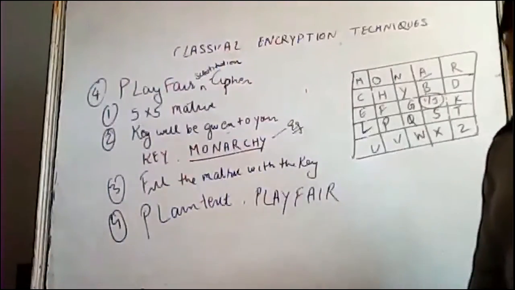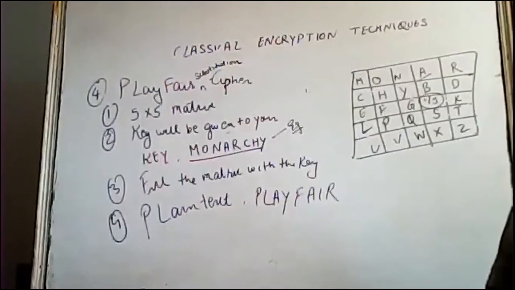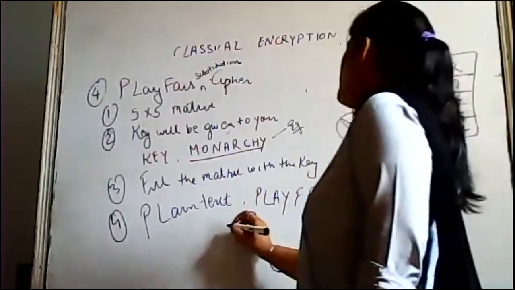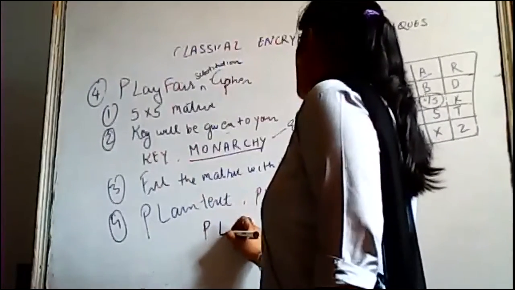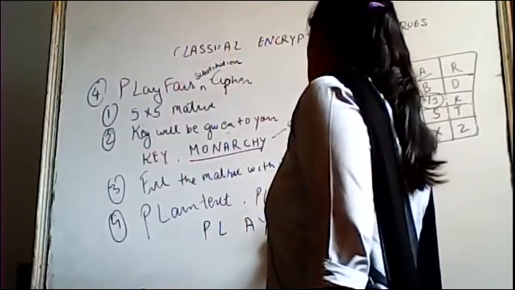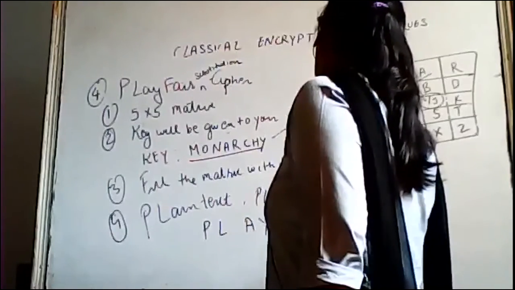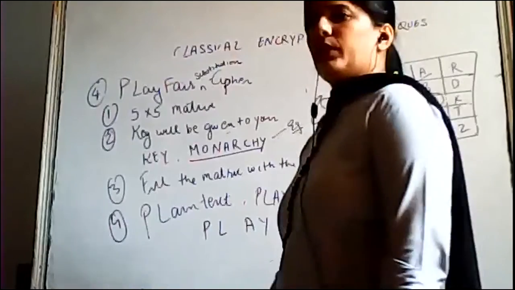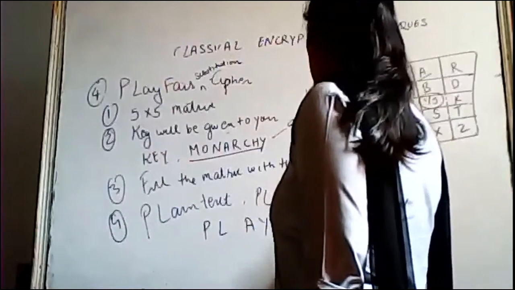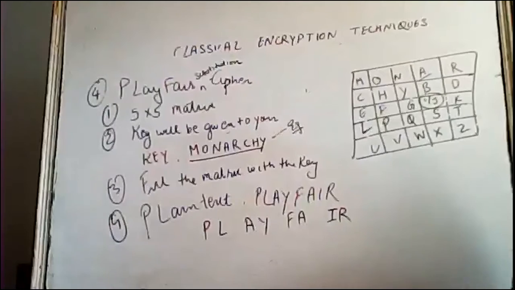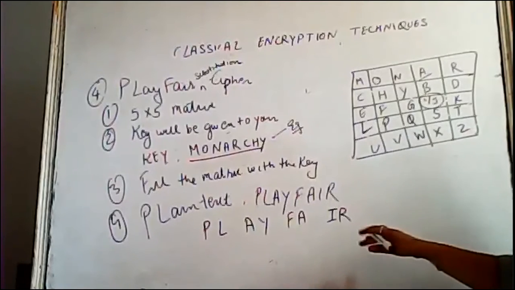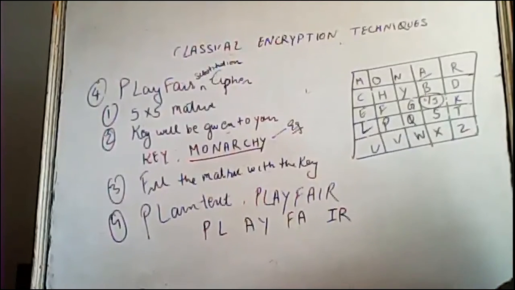Okay? So what will we do with Plain Fair? We divide that plain text into groups. So I will make groups of two elements over here, like PL, AY, FA, and IR. Right? PL, AY, FA, and IR. Is it clear? You are clear with this particular thing.